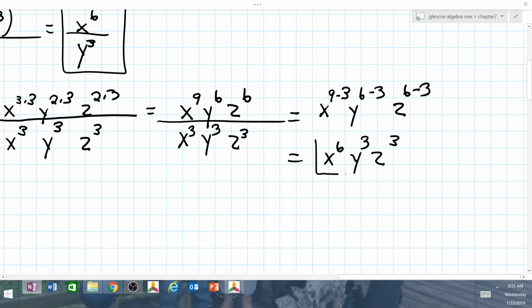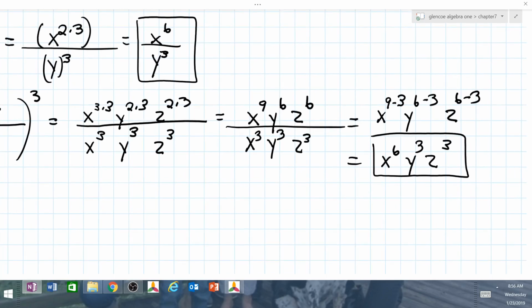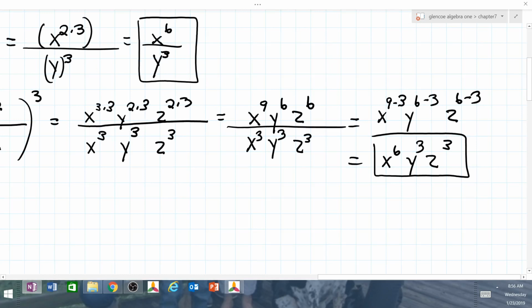Anybody have an answer they'd like to share? Right here in the front. Thank you. Okay, you have to reduce. Oh, you have to reduce that. Anybody else? What did you get? X to the 6th, y to the... That's what I got also. So let's show you why. Everybody take a look, and let's see what we have. It's okay. Come on, stay with me.